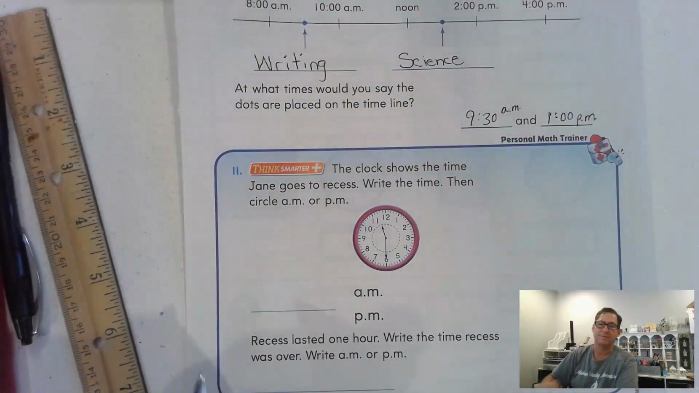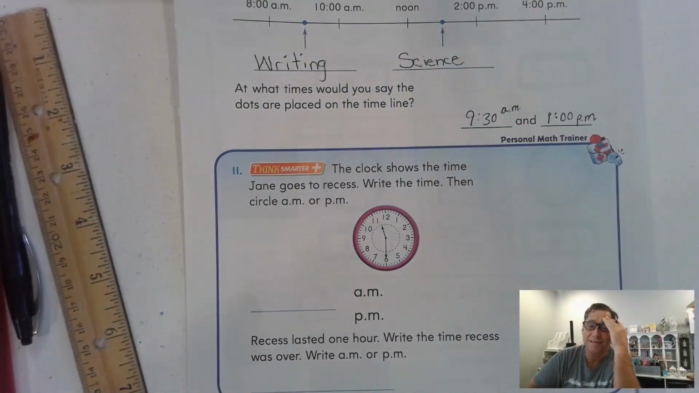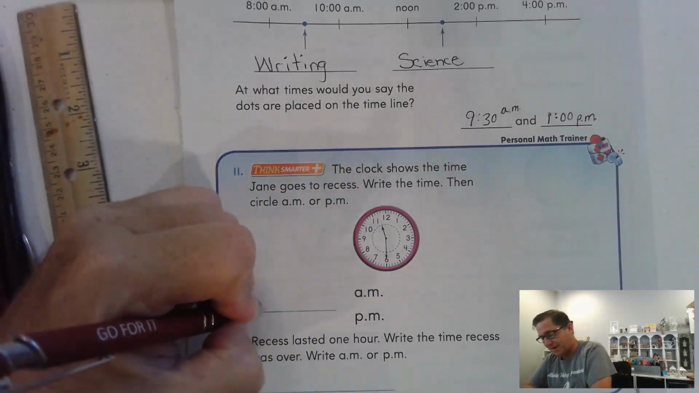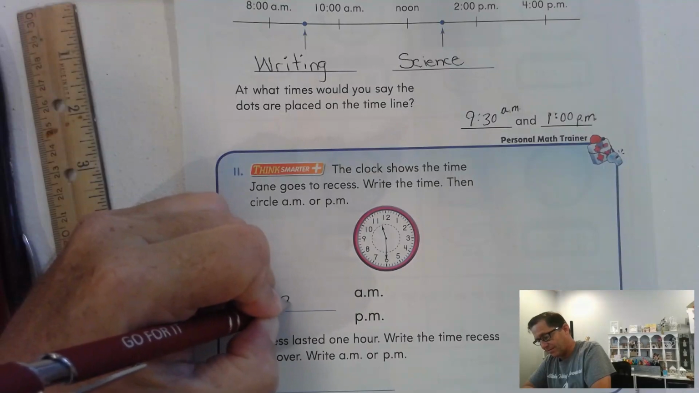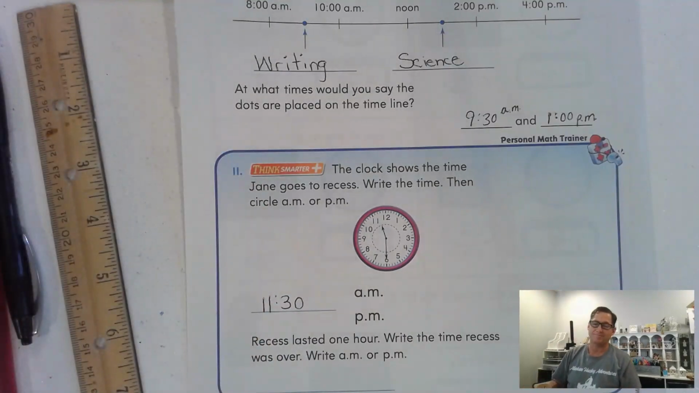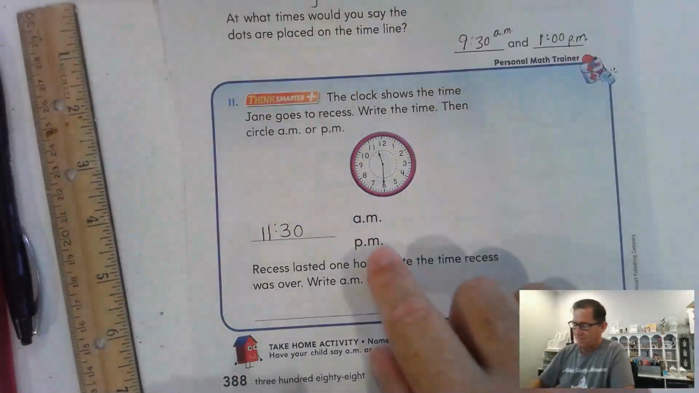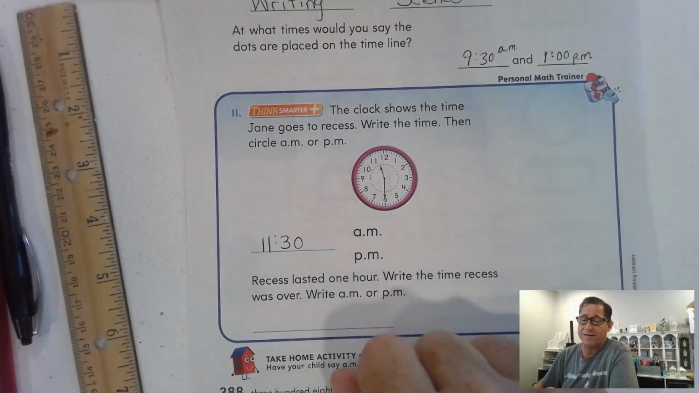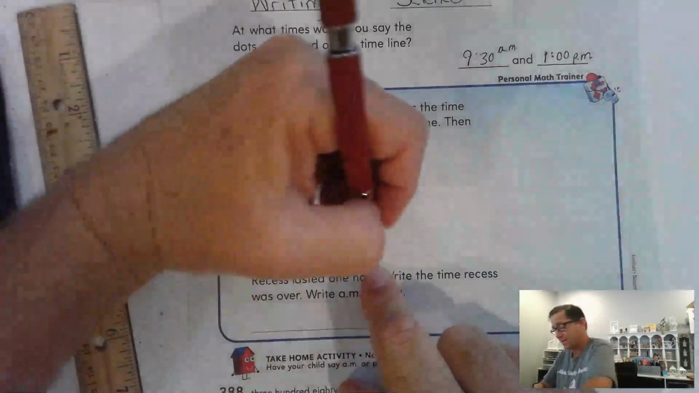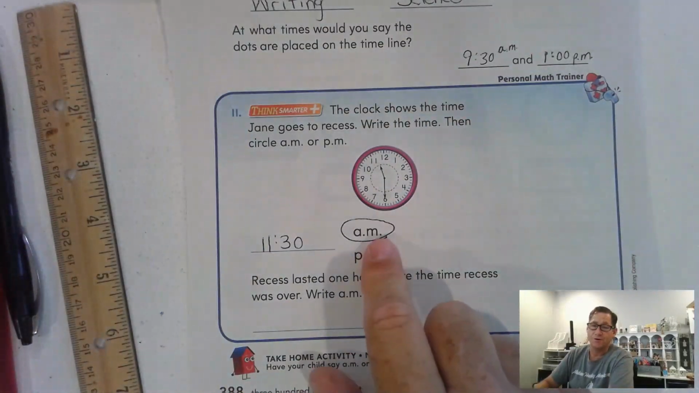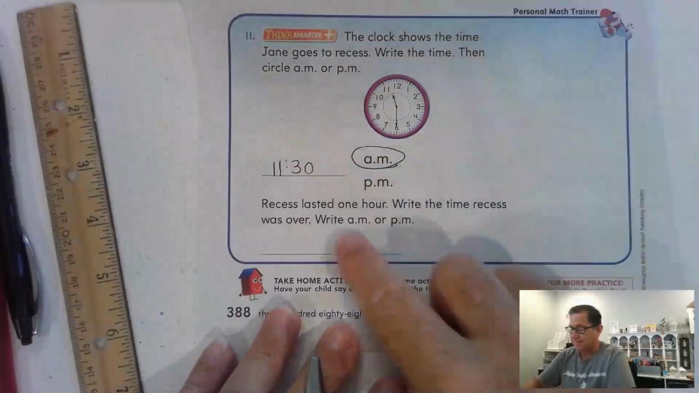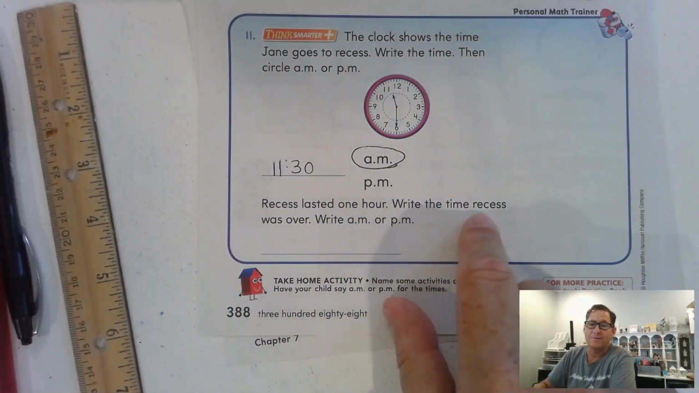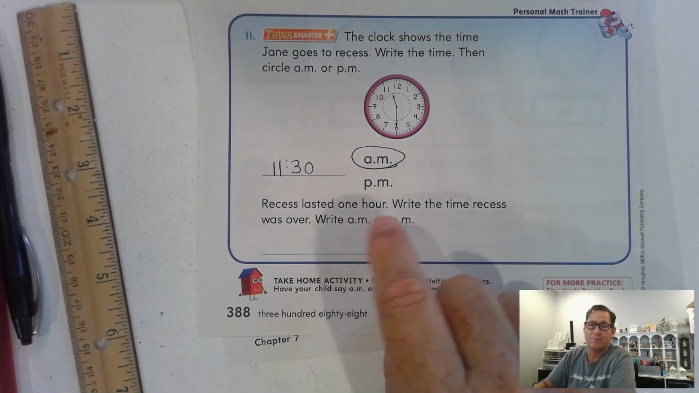And finally, number 11. The clock shows the time Jane goes to recess. Write the time, then circle AM or PM. So it's 11:30. It's not reasonable for her to be going to recess at school just before midnight, so it can't be PM. It's got to be before noon. And recess lasted 1 hour. Write the time recess was over and write AM or PM.